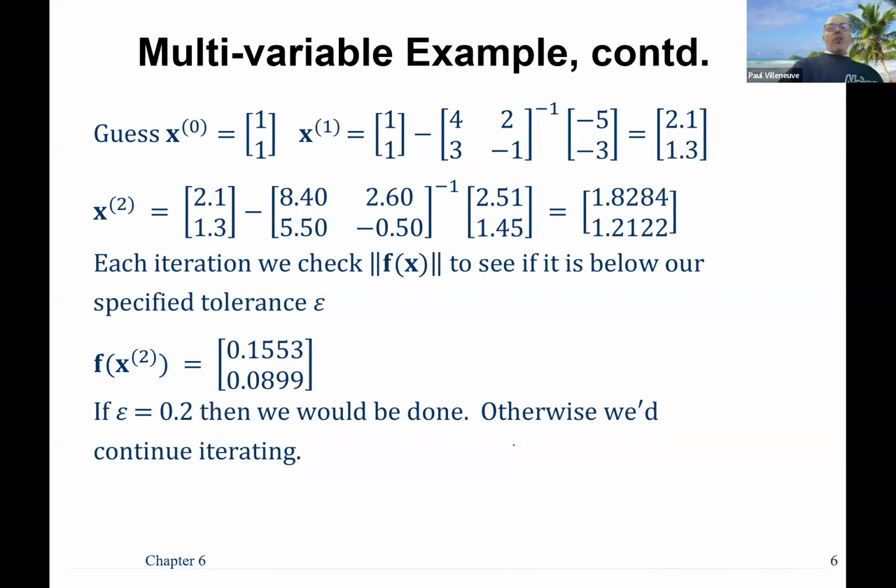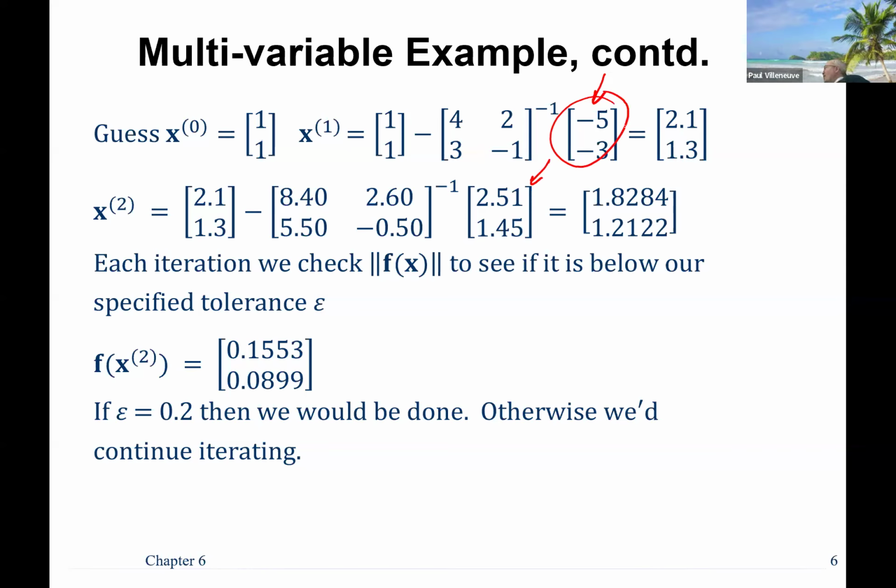And clearly our numbers are not right because these are supposed to be 0. That's not anywhere close to 0. That's -5 and -3, so we're a long way from our answer. So we run through our process and we end up with our next iteration results, 2.1 and 1.3. Now we plug those into our f of x equations and we can see that 2.51 and 1.45 are not 0, but they're a lot closer to 0 than -5 and -3, right? Both of those have gotten quite a bit closer.